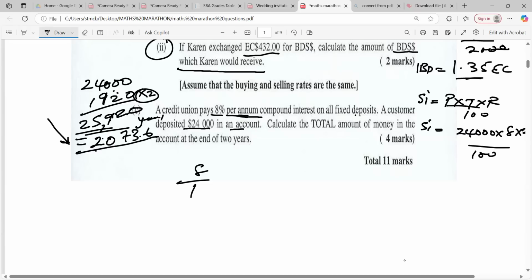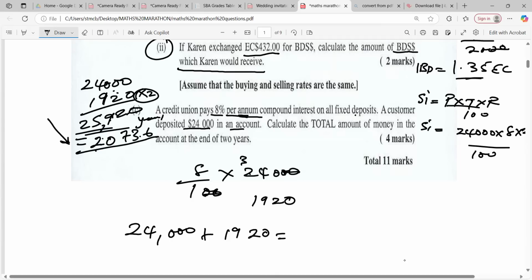So I find 8% of the 24,000. This will give you 8 times that. 800, 8 4s are 32, 8 2s are 16, and that's 1,920, right? So this is how we are going to do it. For year 1, you add the 1,920 to give us 25,920. So this is the new capital.